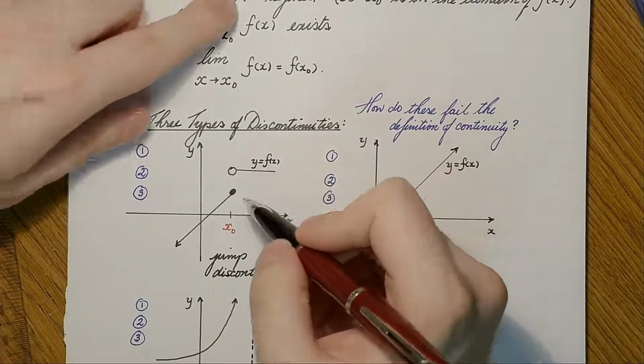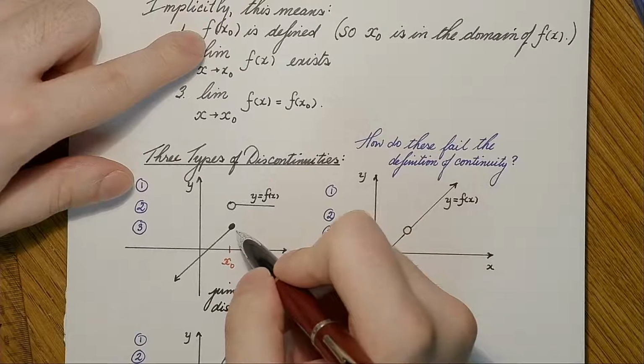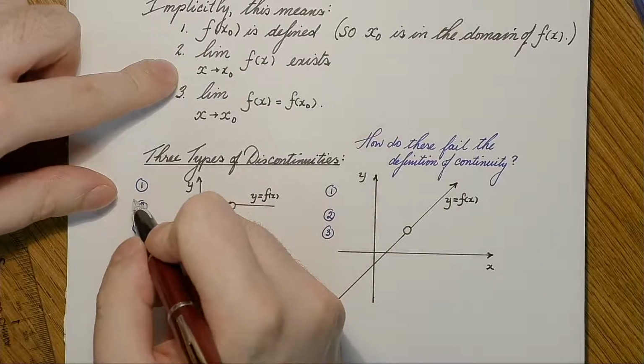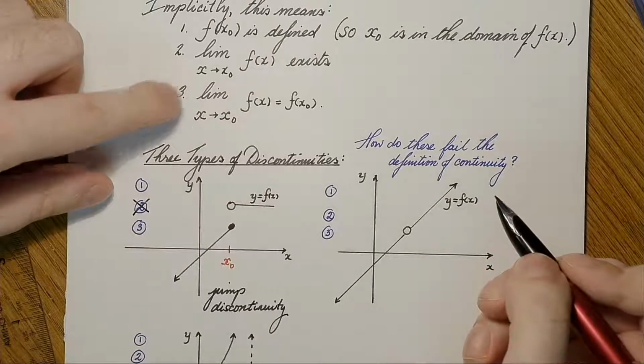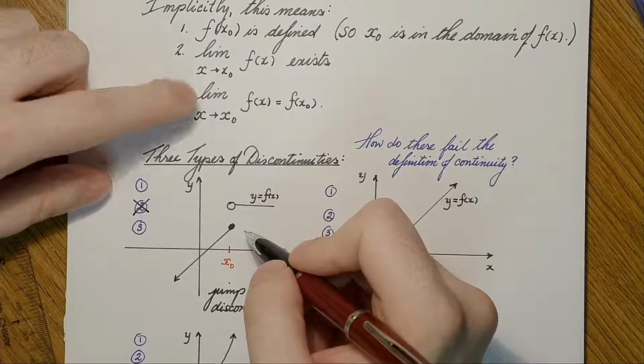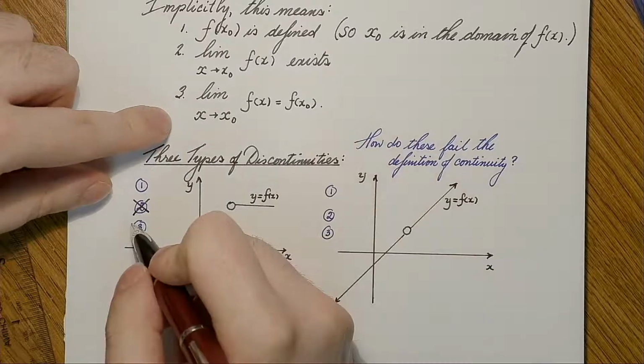And it is defined at x naught. The limit does not exist. And we also see that the limit doesn't exist, so then automatically it fails 3 as well.